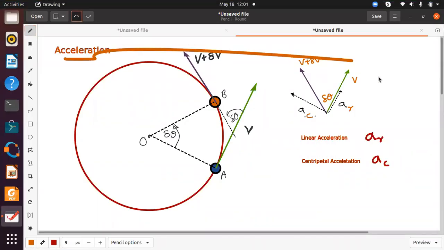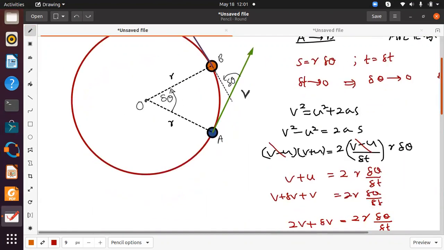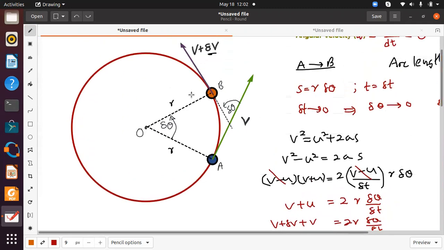Right. So in the last video, we obtained a relationship between linear velocity and angular velocity. This was the equation we obtained: v equals r omega. So if you know v and r, you can calculate omega. If you know omega and radius, you can calculate the linear velocity. Or if you know both linear velocity and angular velocity, then you can calculate the radius of the circular path in which the motion takes place.